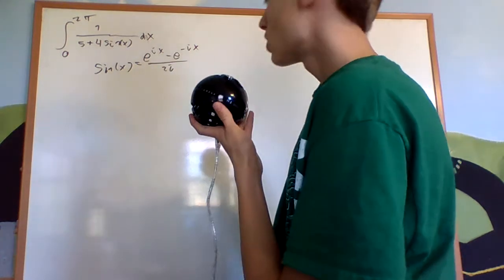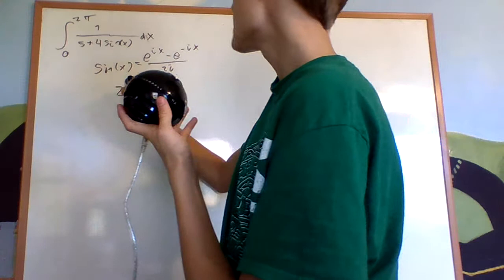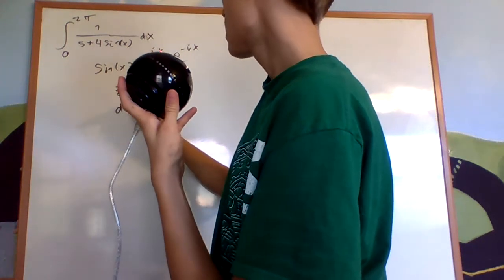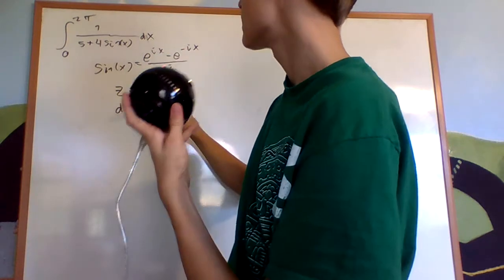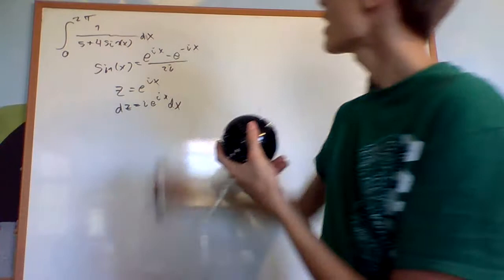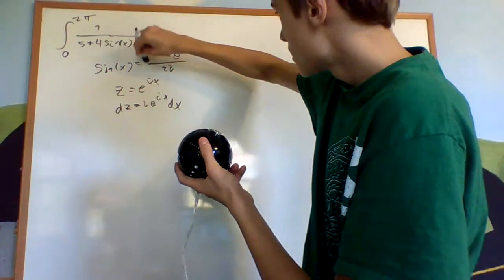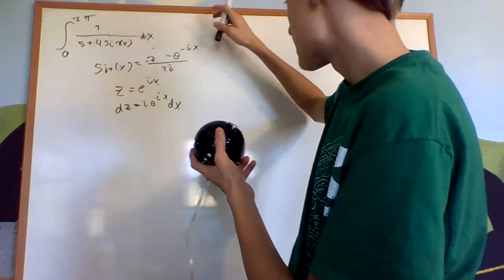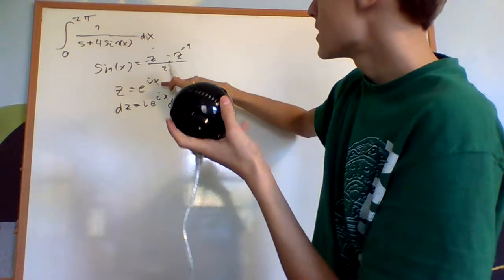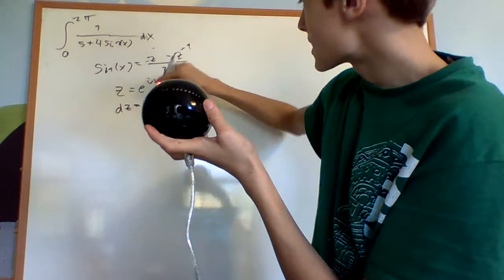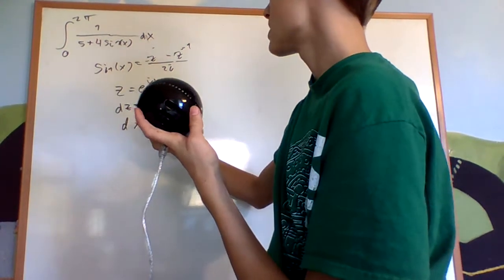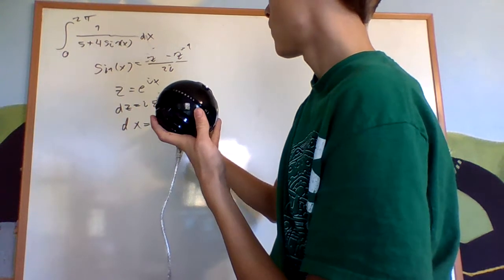We can use this to our advantage by making z equal e^(ix), and dz is then going to be i e^(ix) dx. Now I can replace this formula: e^(ix) is z, e^(-ix) is z^(-1). I can replace e^(ix) in this by z, and then I get dx equals dz over iz.